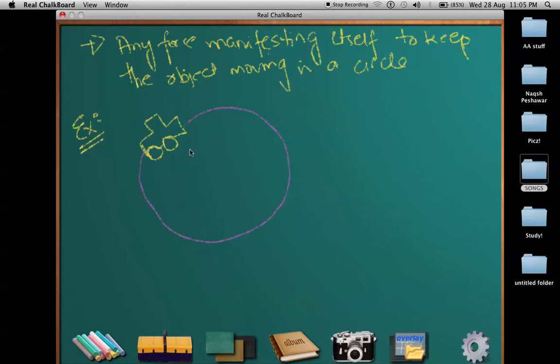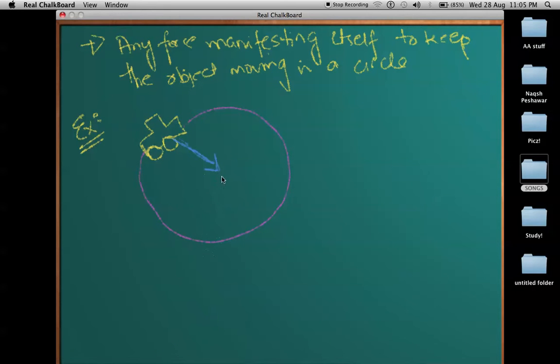And centripetal force always acts towards the center of the circle. It always acts towards the center of the circle. Whenever there is an object moving in a circle, centripetal force acts towards the center of the circle. Now, how is this centripetal force coming? Where is it coming from?